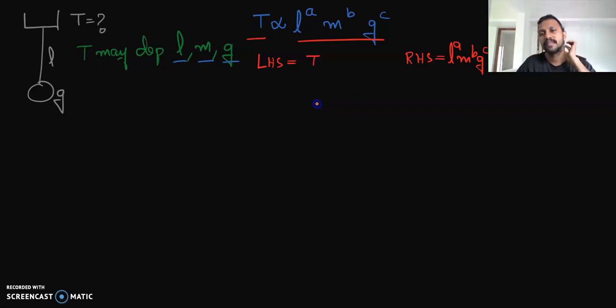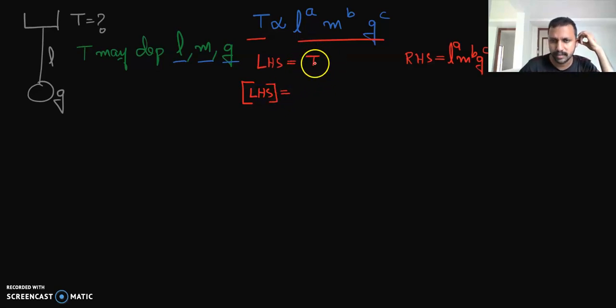Clear? Since we know the LHS and RHS, let's find out the dimensional formula of LHS. What is T? T is time period. Time period is time. Therefore, the dimensional formula of time is T. Therefore, the dimensional formula of LHS is T.